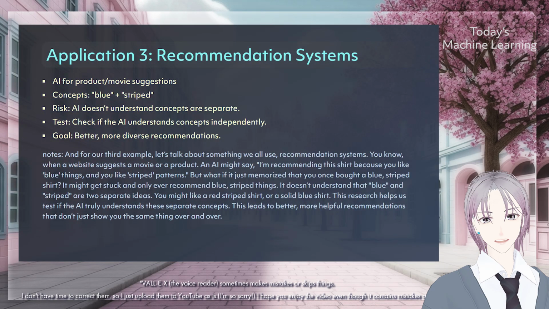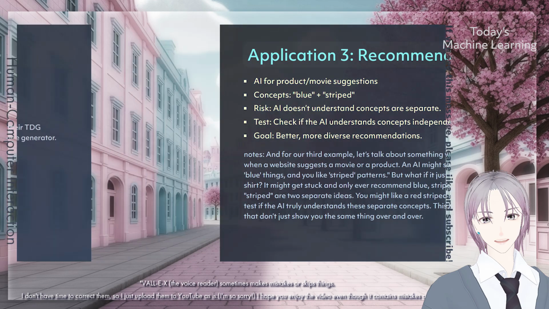And for our third example, let's talk about something we all use, recommendation systems. When a website suggests a movie or a product, an AI might say, "I'm recommending this shirt because you like striped patterns." But what if it just memorized that you once bought a blue striped shirt? It might get stuck and only ever recommend blue striped things. It doesn't understand that blue and striped are two separate ideas. You might like a red striped shirt or a solid blue shirt. This research helps us test if the AI truly understands these separate concepts. This leads to better, more helpful recommendations that don't just show you the same thing over and over.